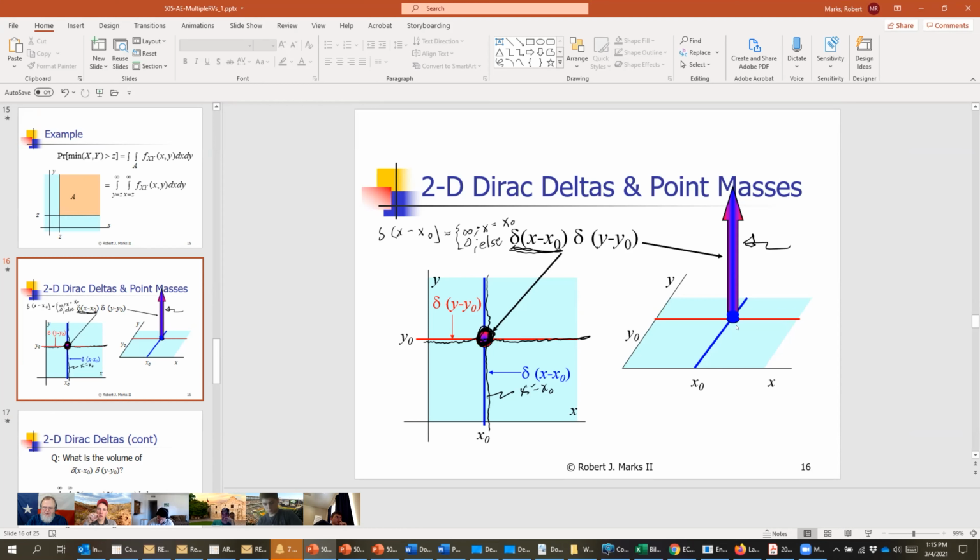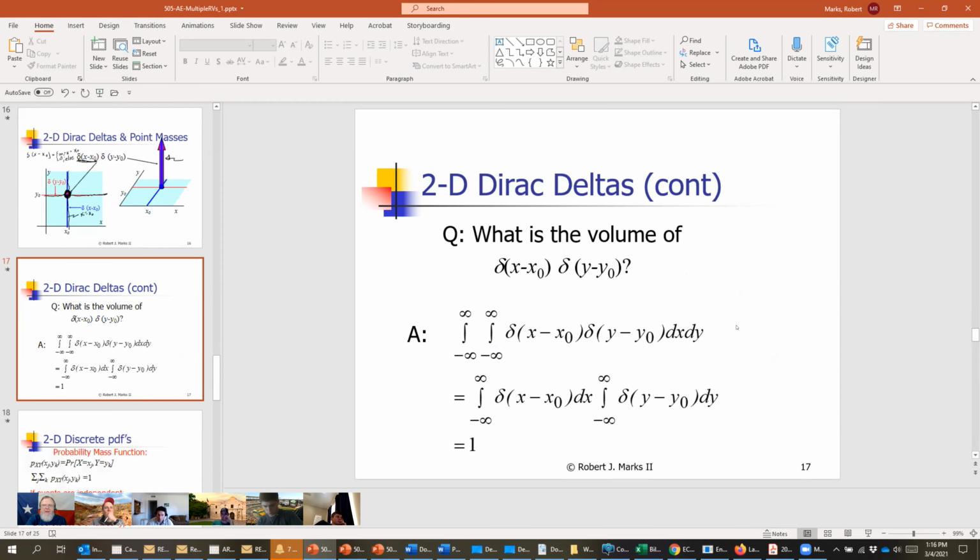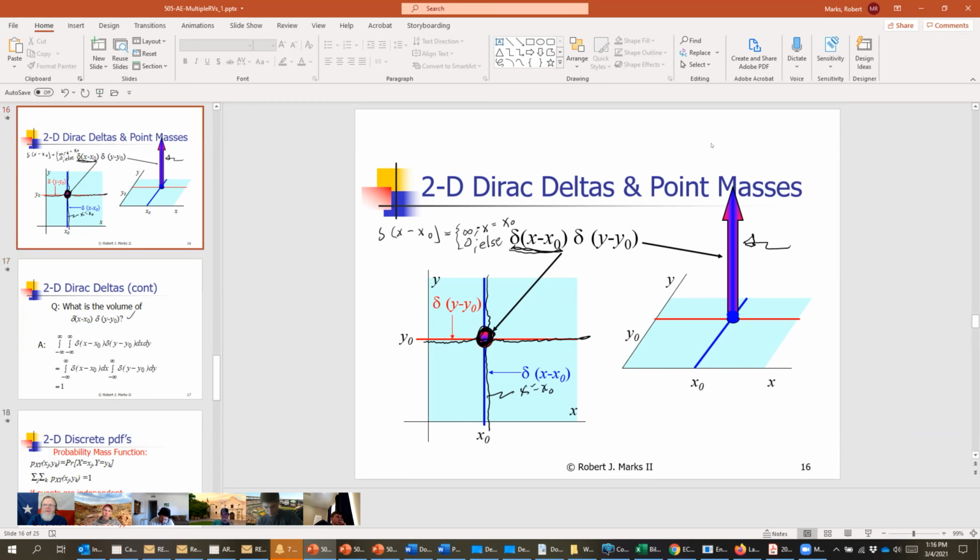So we just think of 2-dimensional Dirac deltas as point masses, if you will, on the xy plane. What is the volume of this? If we go back, what is the volume of this thing on the left? What's its volume?